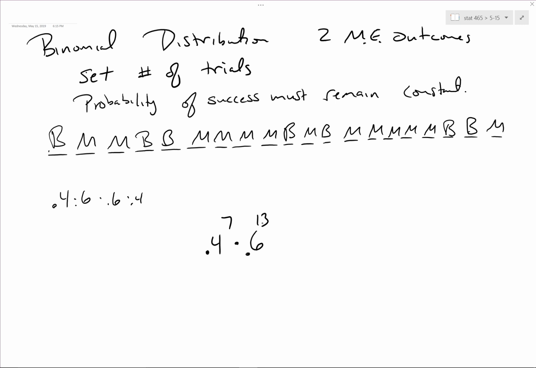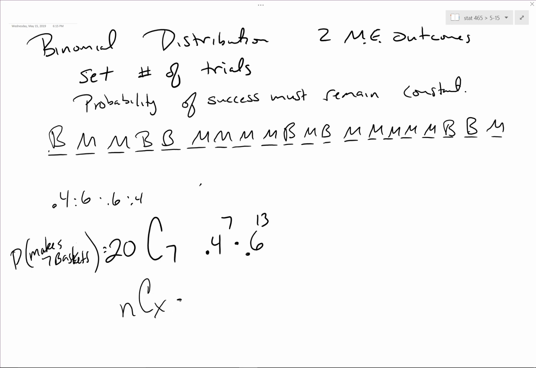But here's my question. Is this the only way you can make 7 baskets? No, there are a lot of different ways, yes? In my mind, there are 20 times he shot the ball, and I'm choosing 7 of them to be made baskets. Those B's can be sorted out amongst those 20 spots, 20 choose 7 different ways. This is the probability that the guy makes 7 baskets, equal to this thing right here. That is what we call the binomial distribution: n choose x times p to the x times q to the n minus x.